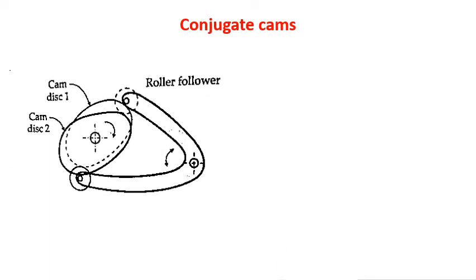So next important type of cam is the conjugate cam. Sometimes we call it a double disc cam.